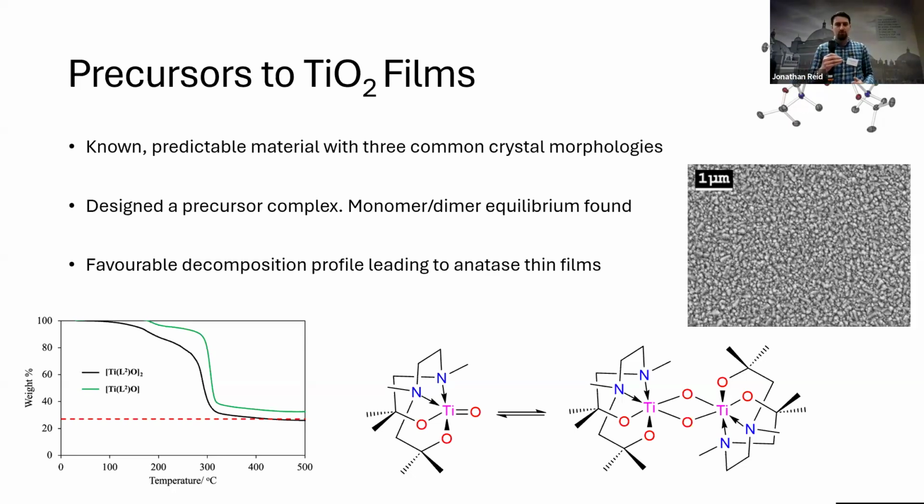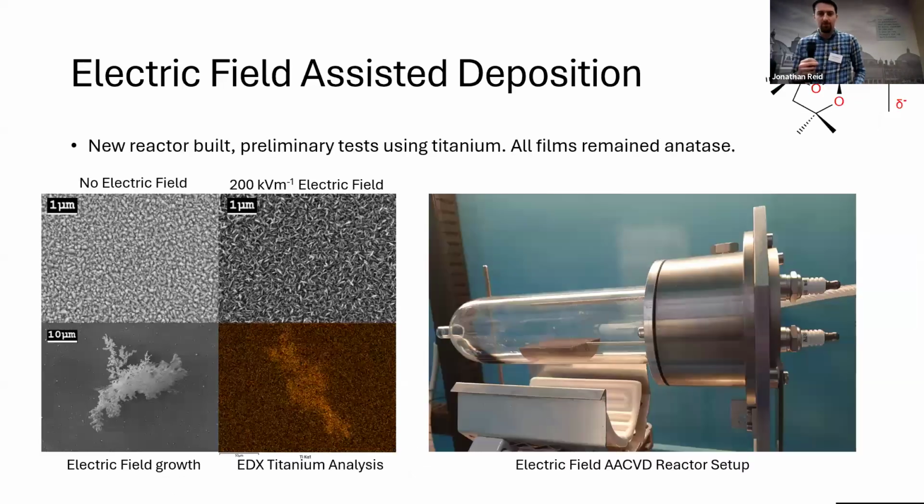You can get the crystal structure in the top right. But both of these fragments have a relatively similar TGA or thermogravimetric analysis. They both decompose to about the target mass I want, indicating they're both suitable to use. So I did some depositions with these, and I found they create anatase thin films, and there's an example on the side now. I went ahead and applied some electric fields to this.